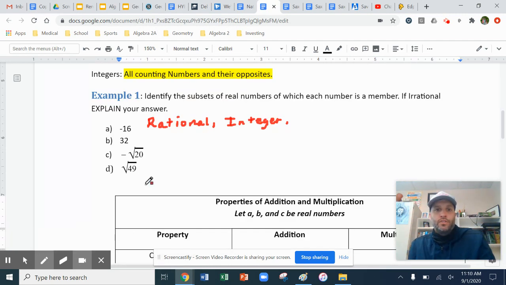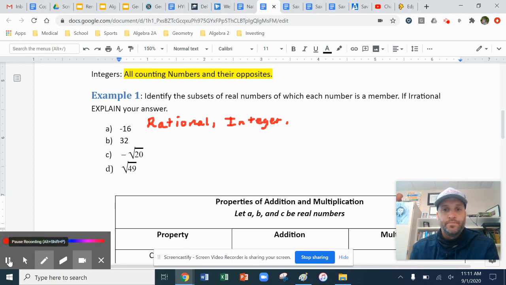We will start with our first learning target, identifying subsets of real numbers. If irrational, we will explain our answer. So first we have -16. Anytime we have a number by itself, we could always put it over 1, and then it would make it a rational or a fractional number. So it is rational. Next, -16 isn't one of the numbers we count, but it is an opposite of a number we count, so that would make it an integer. And then it is not a whole number because it is not one of our counting numbers.